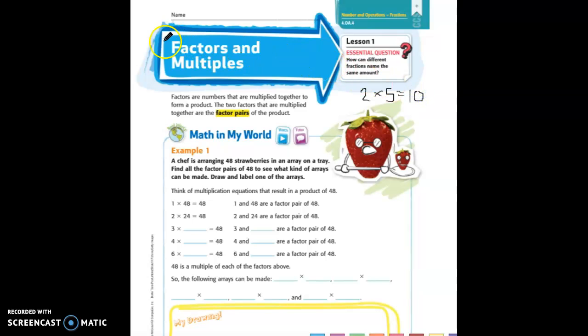Now, one part of this problem is a factor, and one part of the problem is the multiple. In fact, all multiplication equations have two factors. Both the 2 and the 5 are the factors, and the 10 is the multiple. So anytime you're doing a multiplication equation, the two numbers that you're multiplying are called the factors, and the product is the multiple.